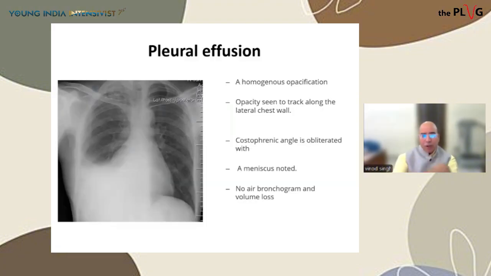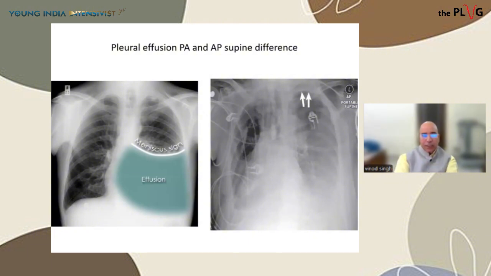Pleural effusion, again a common finding in the ICU. To define it, it is a homogeneous opacity seen to track along the lateral chest wall. The costophrenic angles are obliterated. The meniscus sign is noted, and there is absolutely no air bronchogram, and there is no volume loss. You can see here the meniscus sign and effusion.